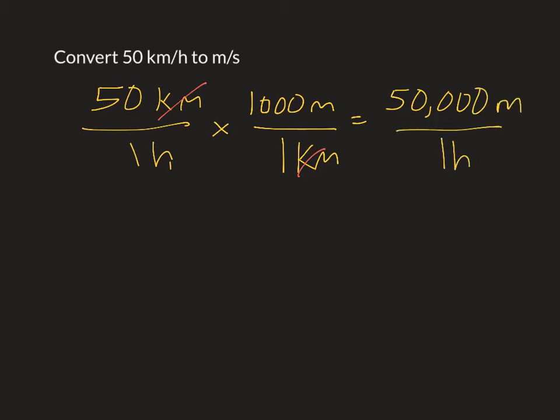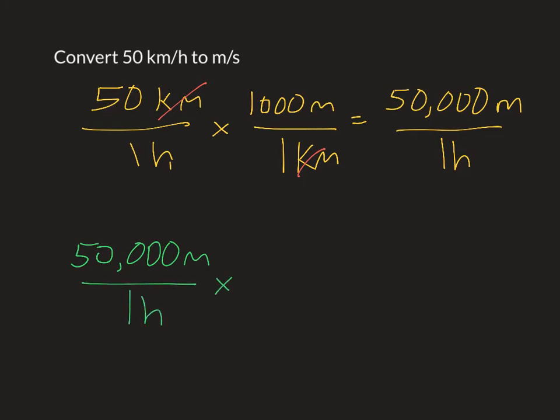per 1 hour, which makes sense, right? If I went 50 kilometers in an hour, that's the same as going 50,000 meters in an hour. They're just switched to each other. For our second step, we want to get rid of that hour. So now we're going to use our new number, our 50,000 meters over 1 hour, I should say.